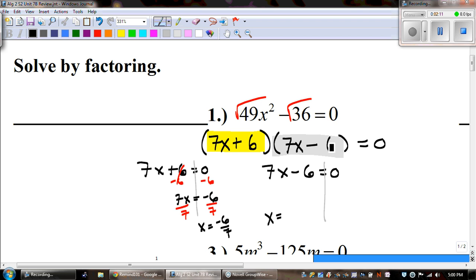We also showed you this shortcut where we take the opposite of that number. So the opposite of negative 6 is positive 6, and then we divide by 7. That's the fast way to get the answer. On a multiple choice test, the answers are going to be written in order from least to greatest. So our two answers are x equals negative 6 over 7 and 6 over 7.